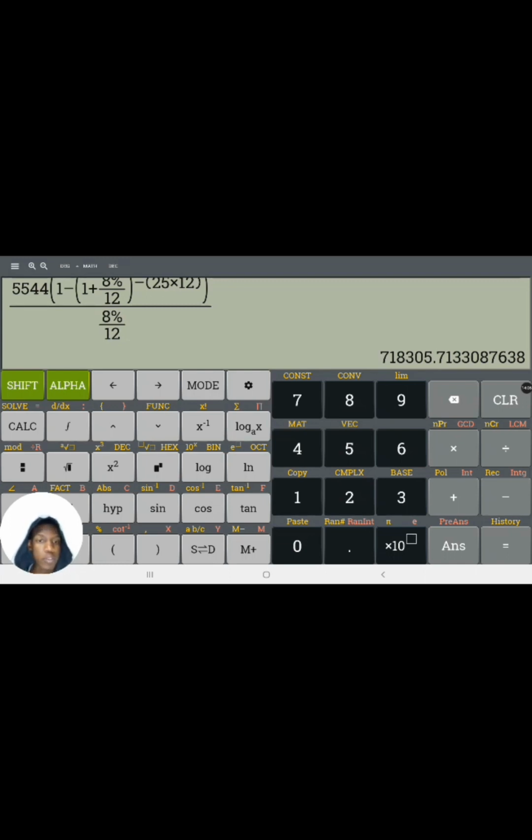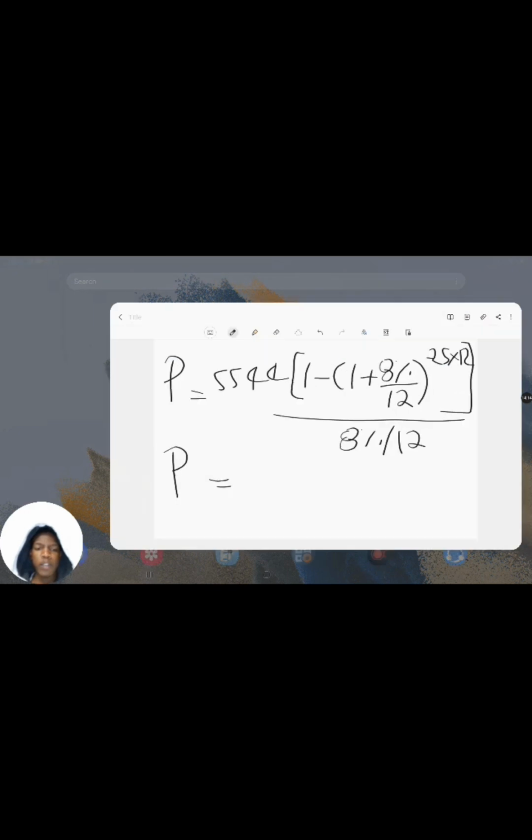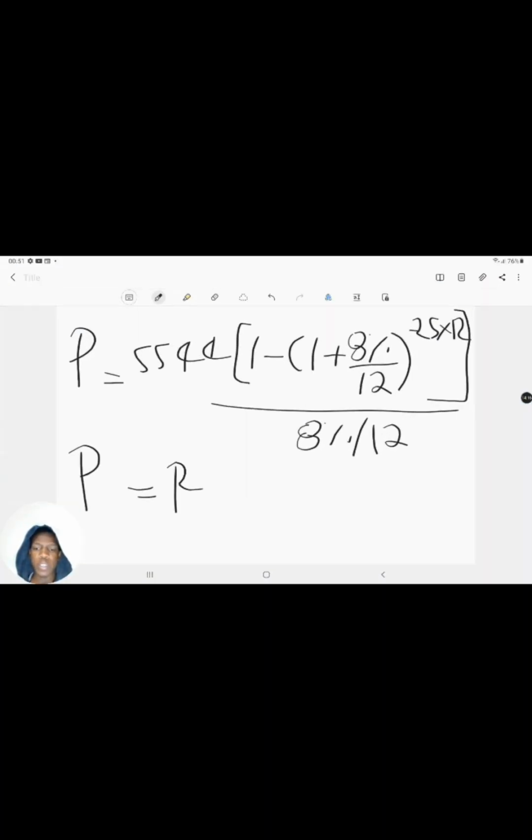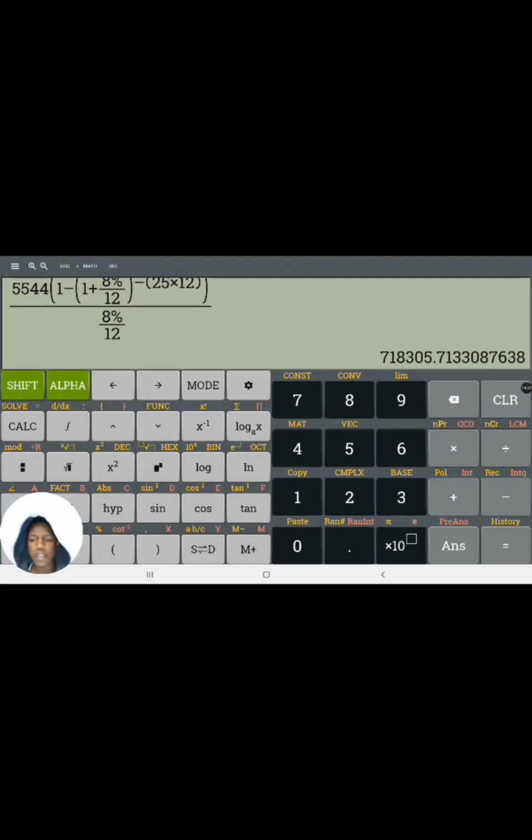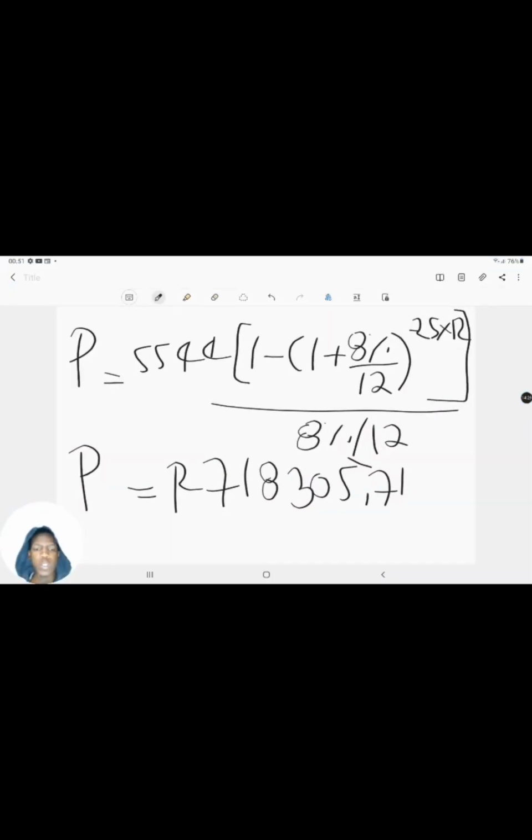Daryl will have to borrow 718,305 rands and 71 cents. So that's 718,305 and 71 cents. Is it 71 cents? Yes, it is 71 cents. Okay, so this is how much Daryl will have to borrow.